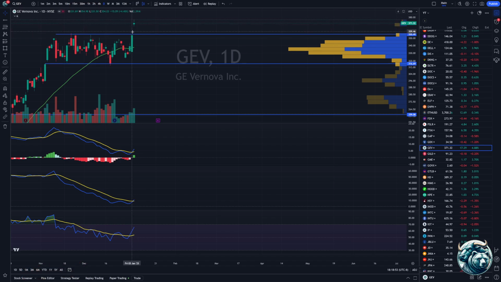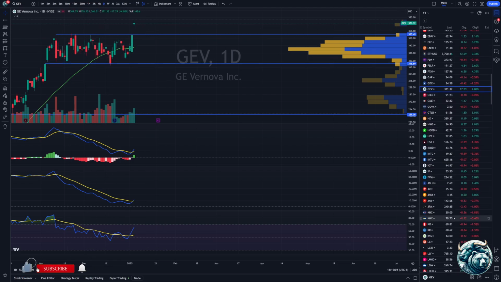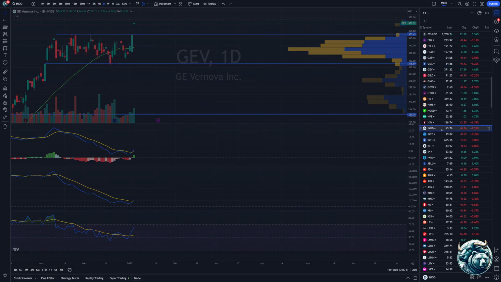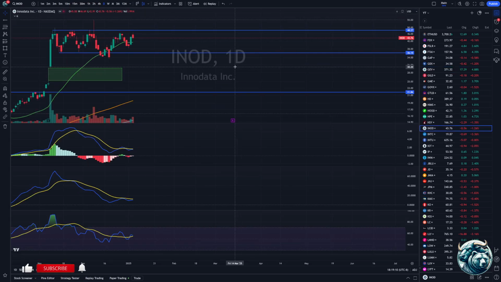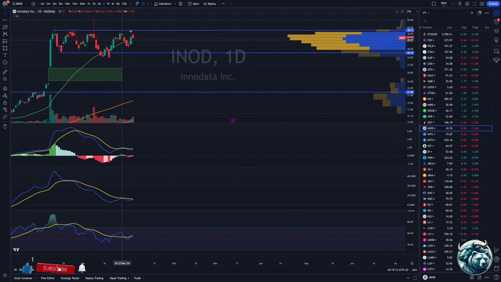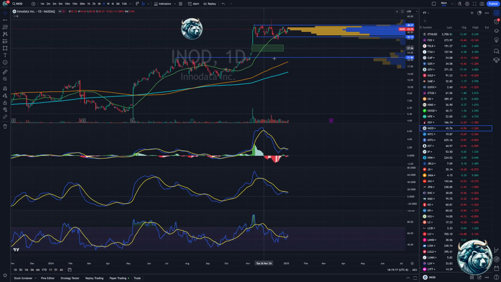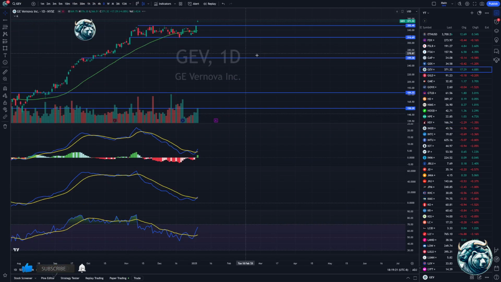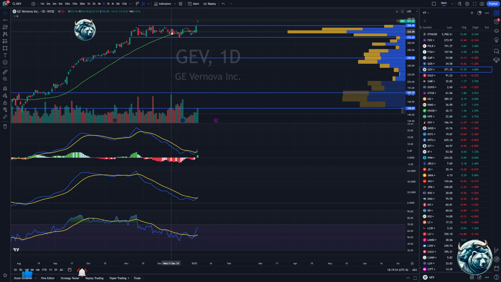I said something very similar about Datadog, and that moved very nice. Now Datadog is correcting a little bit, but there's names that are having this type of behavior. Let's take a look at, just for comparison, INOT. I mentioned INOT in the past before as well. I love this type of setups. INOT is another one that might actually give us a little bit of a gift. But going back to GEV, again, I've been following this chart.